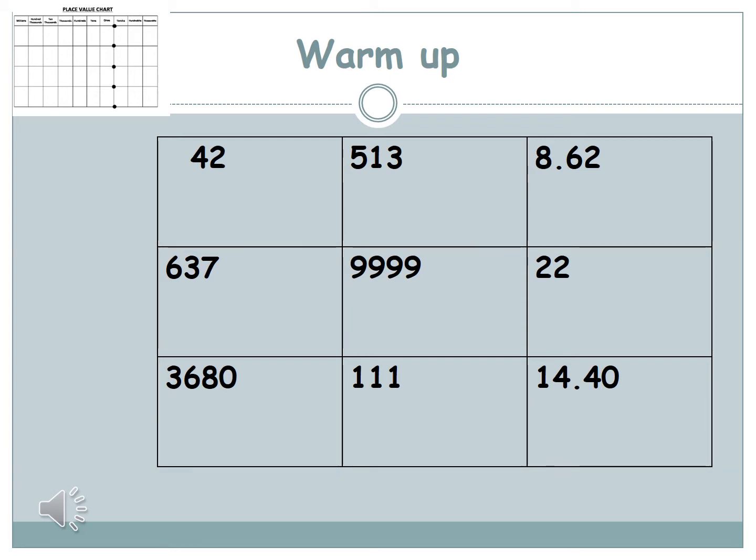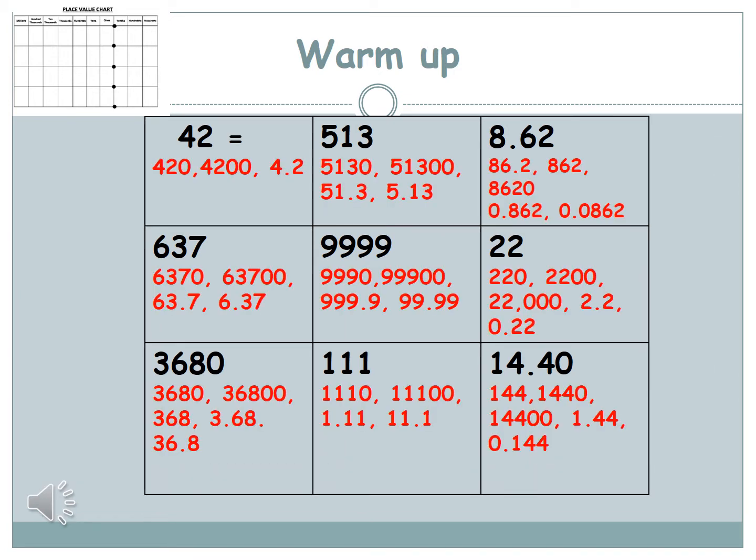As a warm-up for today, I would like you to choose a number from the grid and multiply that number by 10, 100 and 1,000. Can you do the same thing for division? Use a place value chart to help you if you need to. How many can you do in 1 minute? So here are some of the answers. How many did you get correct?